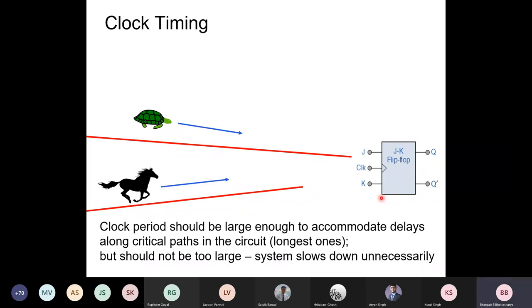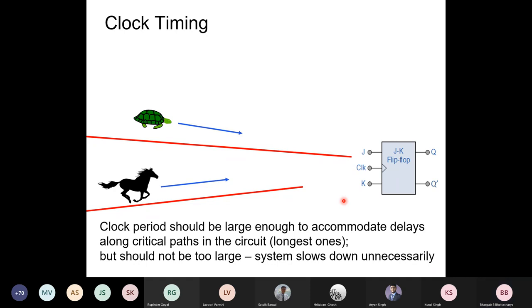It cannot be too small either, because if it is too small, then the slower signals would be unable to reach the input of the flip-flop when the flip-flop is going to store the value. Because if the flip-flop makes a transition ahead of that, then this change of signal would be lost, right? So the clock period should be large enough to accommodate delays along critical paths. That means the longest path in the circuit between certain points.